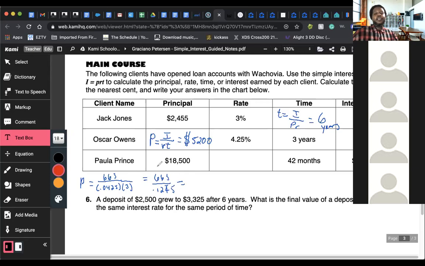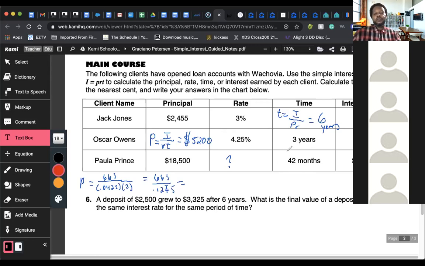And our final example in this table is going to be Paula. Paula started off with $18,500, and in a time of 42 months, she ended up with $1,942 in interest. So we need to figure out her rate, but we can't figure out her rate until we figure out how to represent 42 months as years.